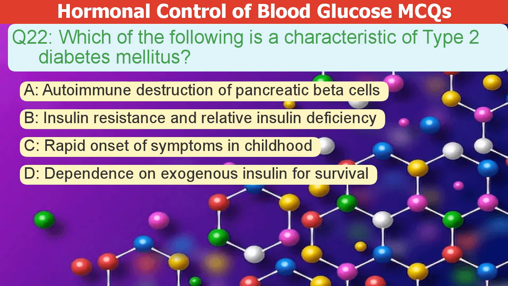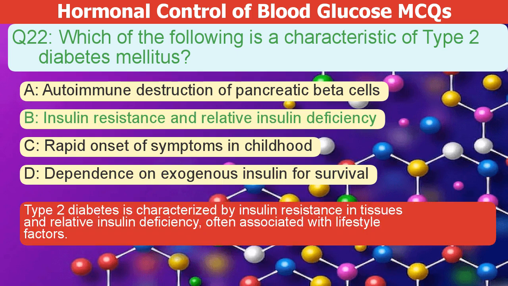Which of the following is a characteristic of type 2 diabetes mellitus? A. Autoimmune destruction of pancreatic beta cells. B. Insulin resistance and relative insulin deficiency. C. Rapid onset of symptoms in childhood. D. Dependence on exogenous insulin for survival. The correct answer is B. Type 2 diabetes is characterized by insulin resistance in tissues and relative insulin deficiency, often associated with lifestyle factors.